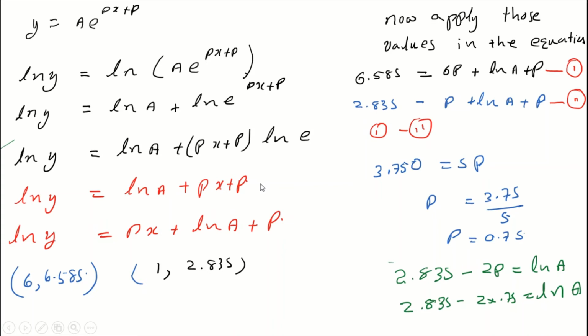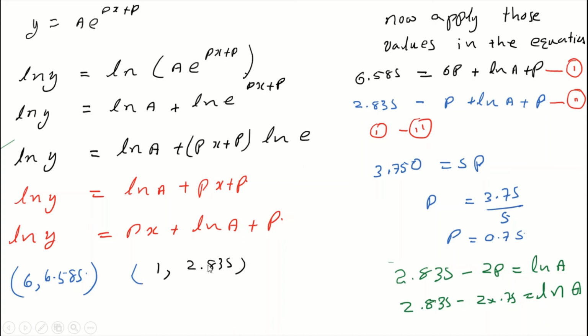We will now just simply write it in y equals mx plus c format. So ln y is equal to px plus ln A plus p. Here ln A plus p will be our c, p will be our m. Now it is given that these 2 points satisfy this equation, right? Now we will apply those values in the equation. Instead of ln y we can apply 6.585. Instead of x you can apply 6. Then it will be 6.585 equals 6p plus ln A plus p.